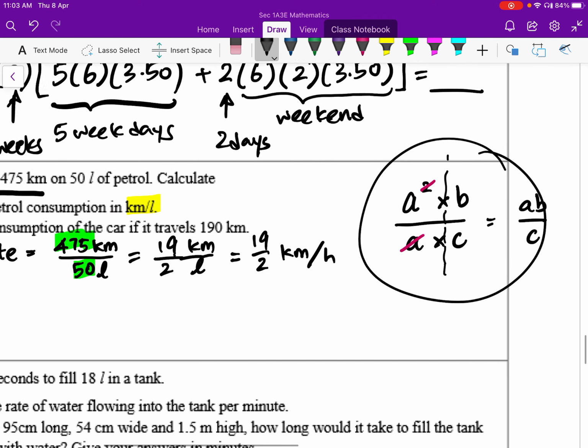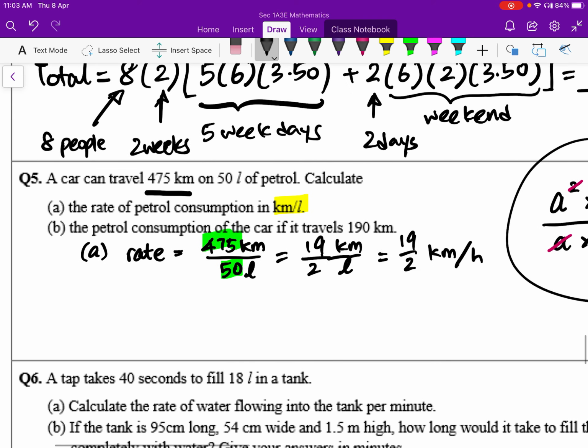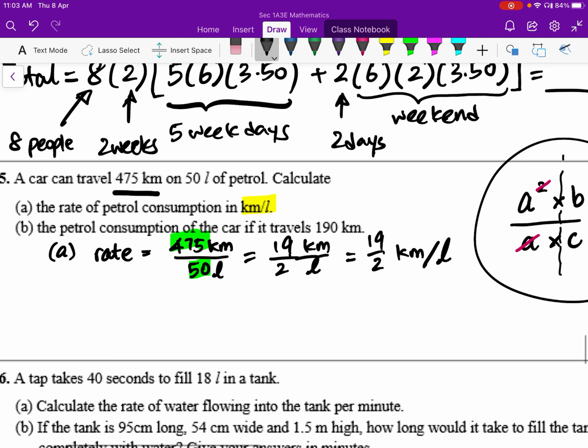Oh, sorry, per liter. Yeah, per liter. Thank you. I was careless. So here we have the rate. It is telling us that 1 liter allows us to travel 19.2 kilometers. Now part B, the rate of the consumption if the car travels 190 kilometers.